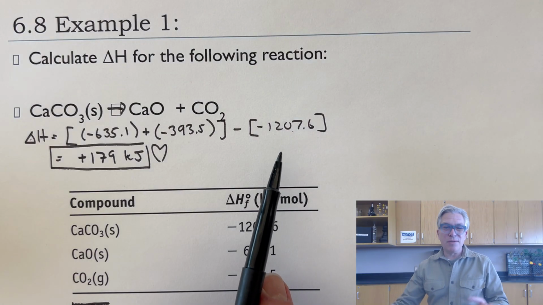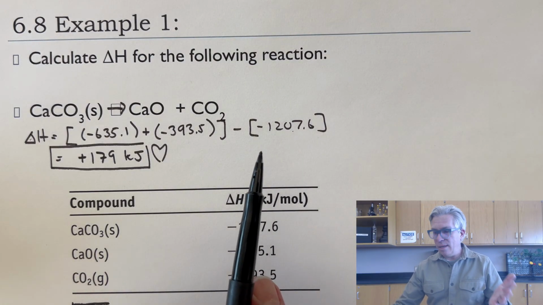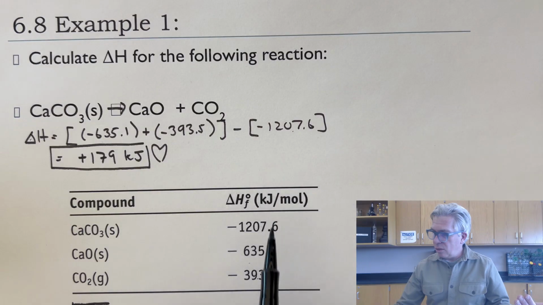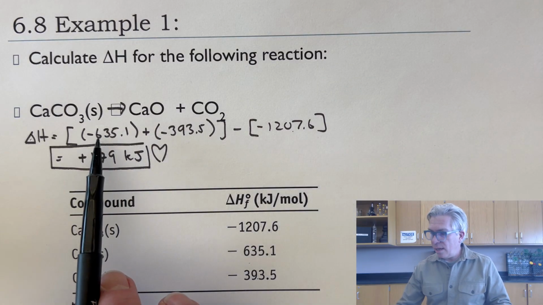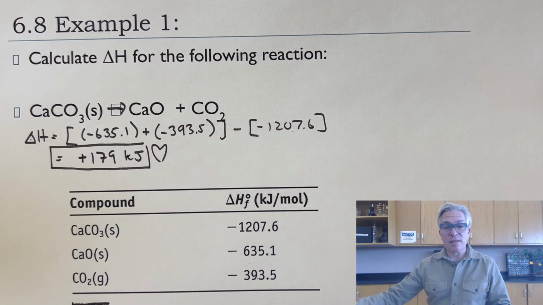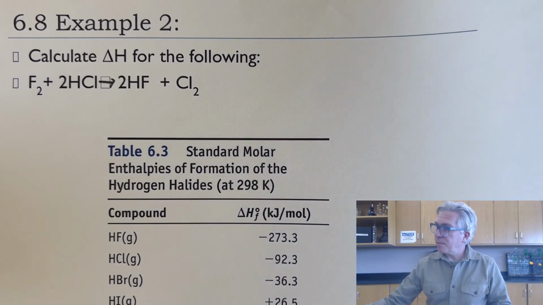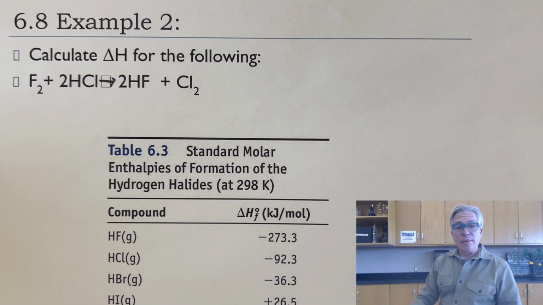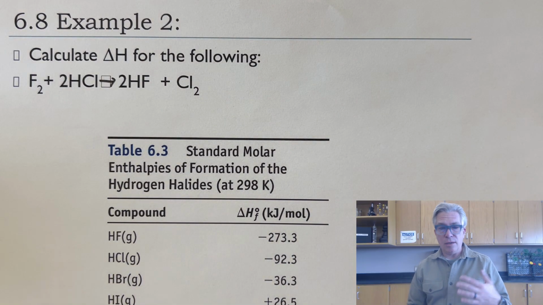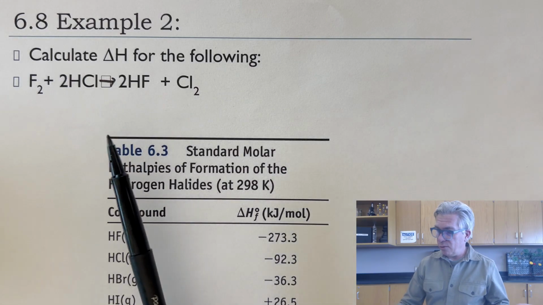Now, sometimes you're going to have to do minus a negative, so you got to keep track of that negative sign, and it happens a lot. So minus 1207, and if I do that, adding up these minus this, I get positive 179. So I find out that it's endothermic. All right, and then we'll look at another example. I'm kind of doing these quick to save some time. You can always pause the video and try them if you want.